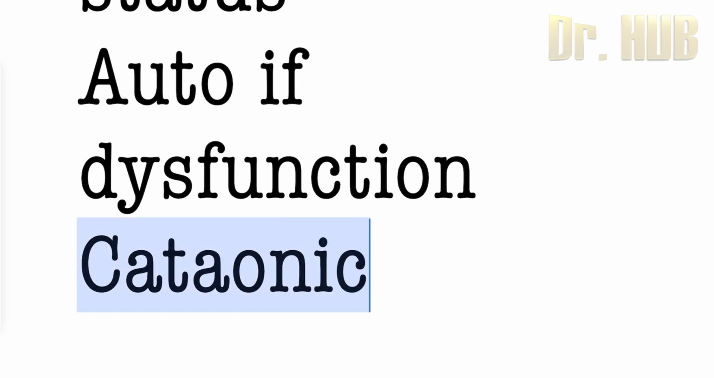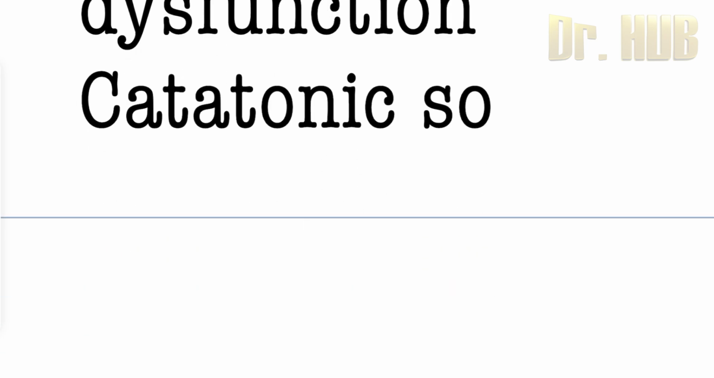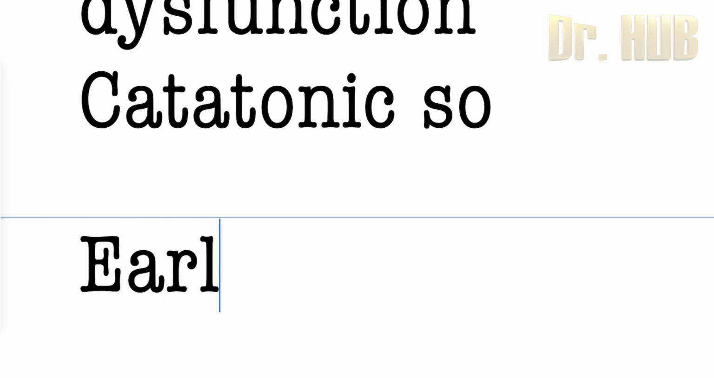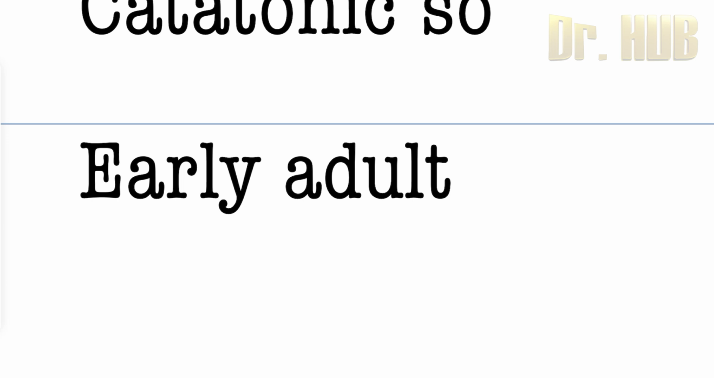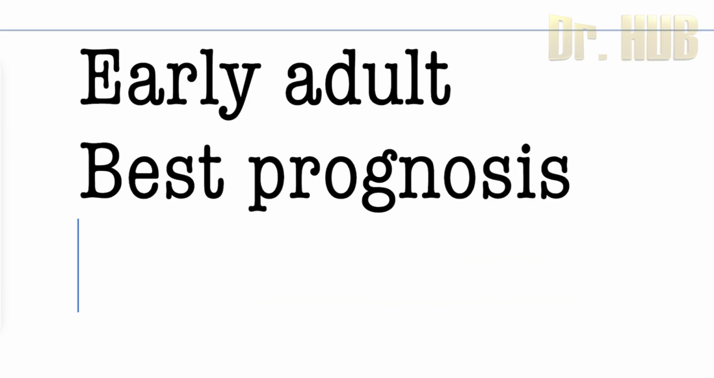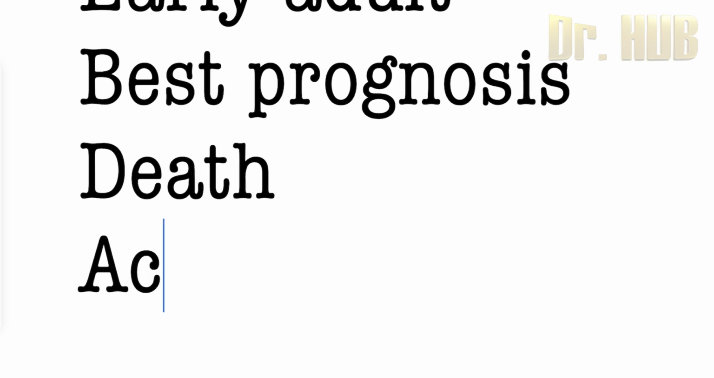Next is the catatonic course. There is acute onset in teens and early adults, and this has the best prognosis. There is also catatonia leading to death, which is known as acute lethal catatonia.